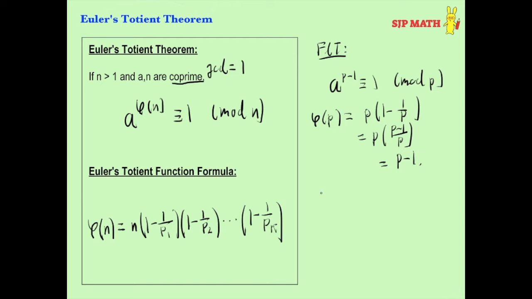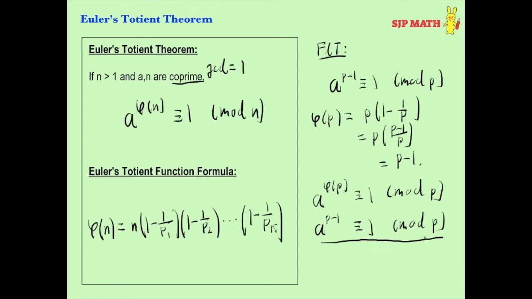So by Euler's Totient Theorem, a to the power of totient of p is congruent to 1 mod p. But we found that the totient of any prime is equal to itself minus 1. So that is equal to saying that a to the p minus 1 is congruent to 1 mod p, if a is not a multiple of p and p is a prime. So we just proved FLT using Euler's Totient Theorem. And we can see here that they both relate together.